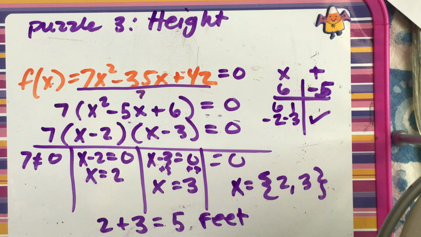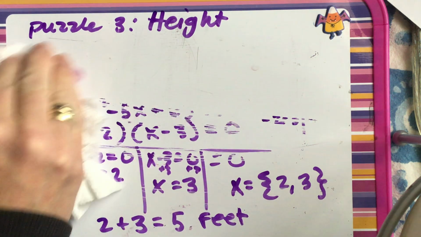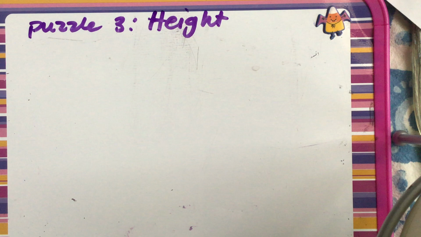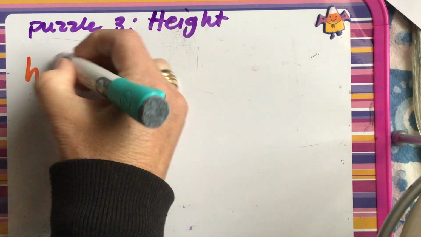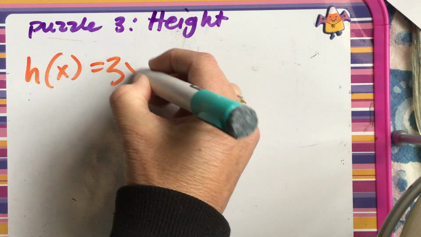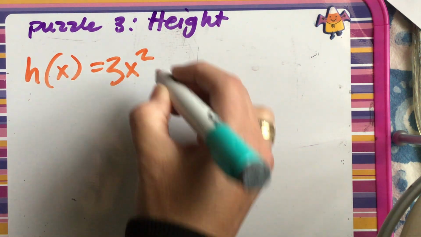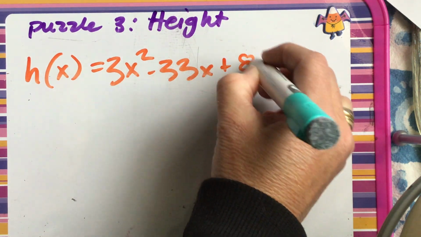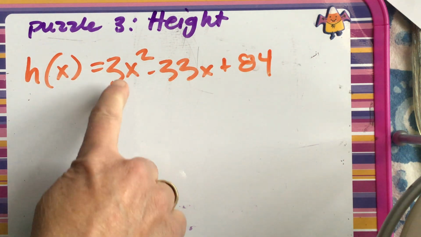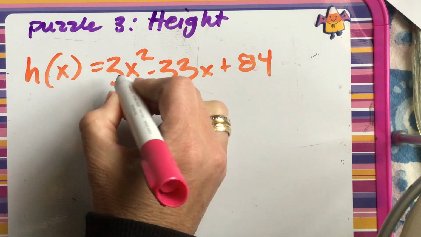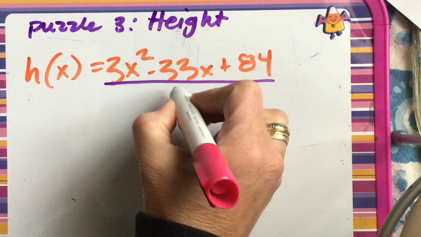Okay, so I'm going to erase all of this. You can always pause it. And I'm going to write the second equation here, which will give us the inches. Okay, so the height of x, a function of x, equals 3x squared minus 33x plus 84. Okay, so I already see, I think I can probably get rid of the greatest common factor and make this a little easier on myself. So I'm going to go ahead and factor out the 3.